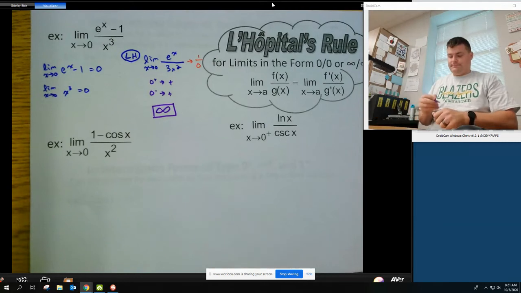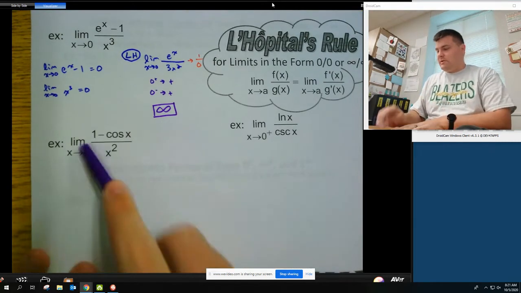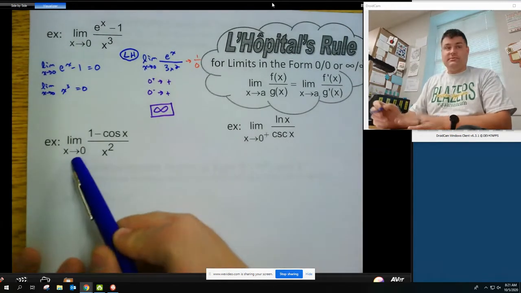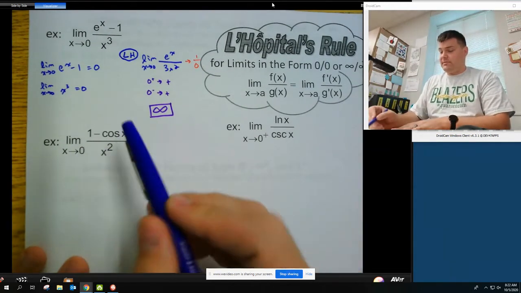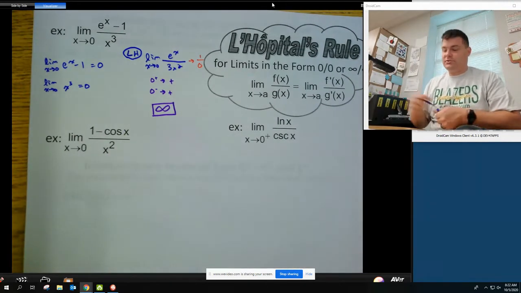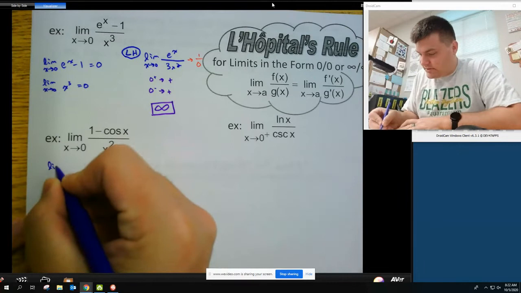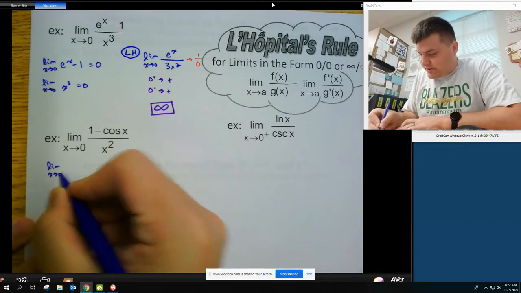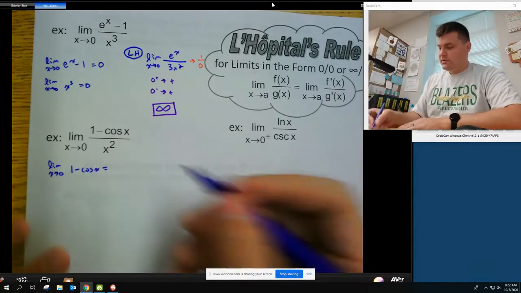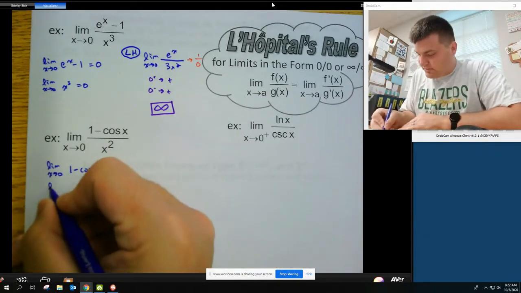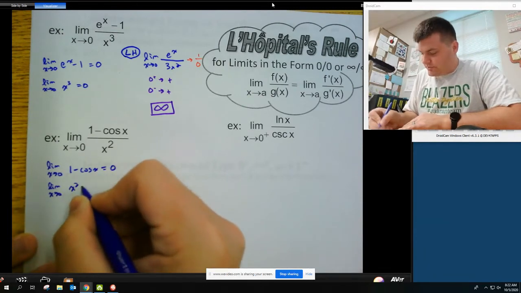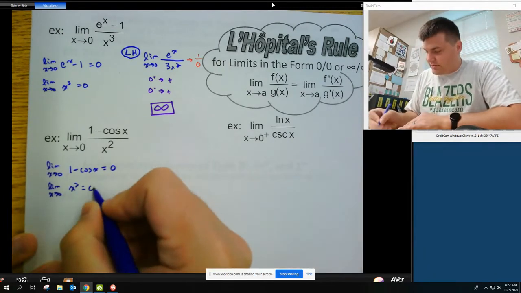So there you go. Next problem here is, well, let's just use investigation. Just plug in a 0 real quick. I'm going to get 0 over 0. Perfect. I actually have to show this work, though. So the limit as x approaches 0 of 1 minus cosine of x is equal to 0. The limit as x approaches 0 of x squared is equal to 0.